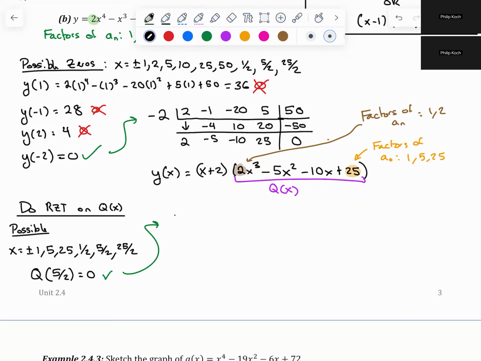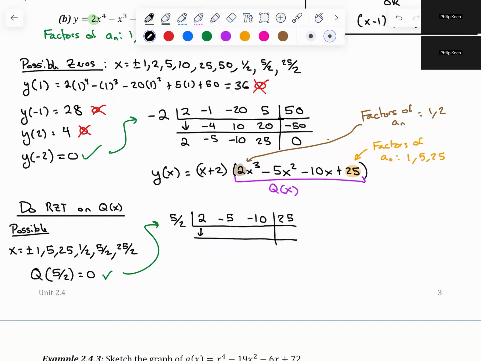So we're setting it up. We know that x minus 5 halves is a factor of q. So we'll synthetically divide q by this, 5 halves, and we've got 2x to the third minus 5x squared minus 10x plus 25. All powers of x are present. That's good news. And so this does look intimidating at first, but it's just numbers. Feel free to use your calculator.